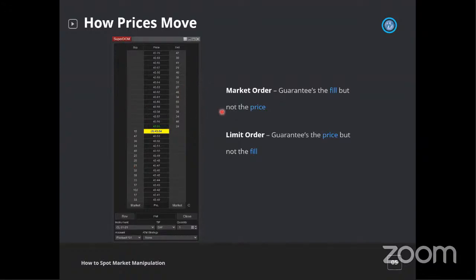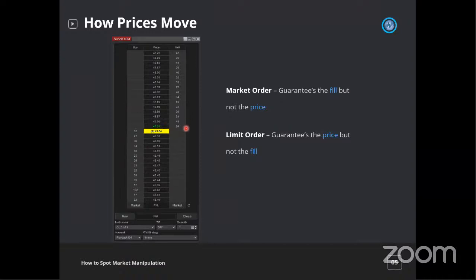Now, how do we actually move from one price to the next? How do we get from, let's say, 43.55 to 43.59? How do we get all the way up here? Well, the way we do that is we can see that we have 24 sellers. So this is limit sellers in the book.